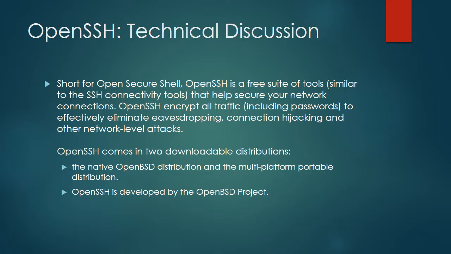OpenSSH is also known as Open Secure Shell. It's a free suite of tools similar to the SSH connectivity tools that help secure your network connections. OpenSSH encrypts all traffic, including passwords, to effectively eliminate eavesdropping, connection hijacking, and other network-level attacks. The OpenSSH suite includes the SSH program that replaces rlogin and telnet, and SCP, which replaces RCP and FTP. OpenSSH has also added SFTP and SFTP server, which implement an easier solution for file transfer. OpenSSH comes in two downloadable distributions: the native OpenBSD distribution and the multi-platform portable distribution. OpenSSH is developed by the OpenBSD project.